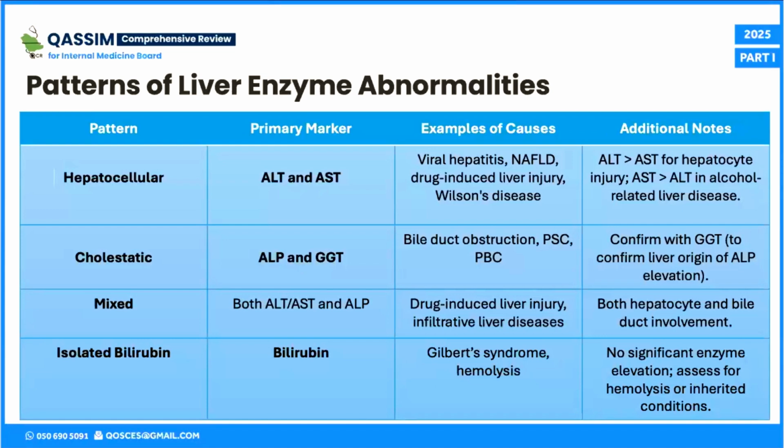In mixed patterns, you will notice sometimes you will have elevations in ALT, AST, alkaline phosphatase, and GGT, and you cannot identify any specific pattern of the liver injury. This can come with drug-induced liver injury and infiltrative liver diseases. Isolated hyperbilirubinemia is an isolated elevation in bilirubin. This can come from Gilbert syndrome and hemolysis.